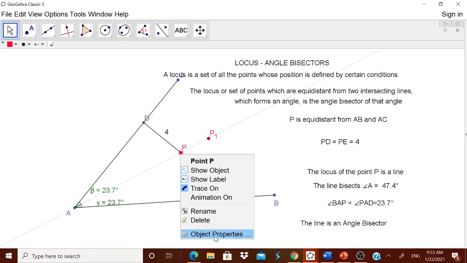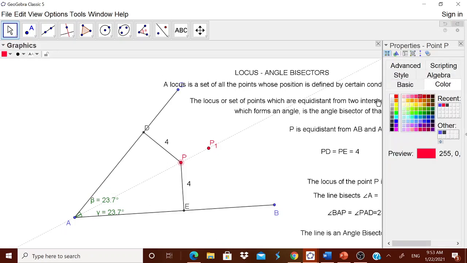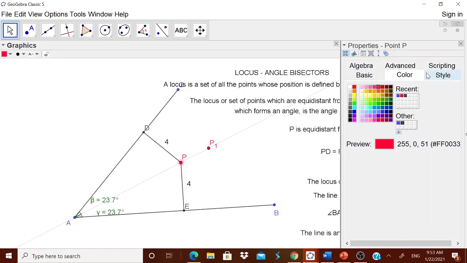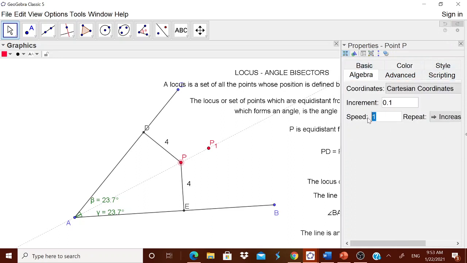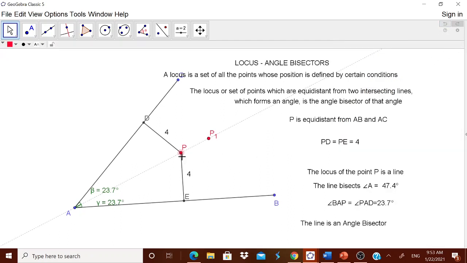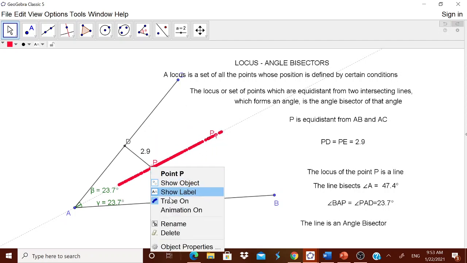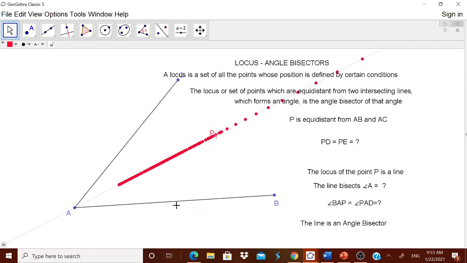Go to the right click, then to object properties, and in algebra you have the speed. If you set it to 0.5, then automatically the speed will get reduced. It's not a problem for you. Now you can move it by hand also, or you can show the children by keeping the animation on.